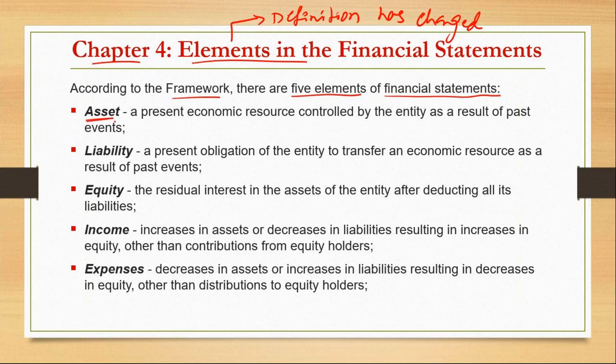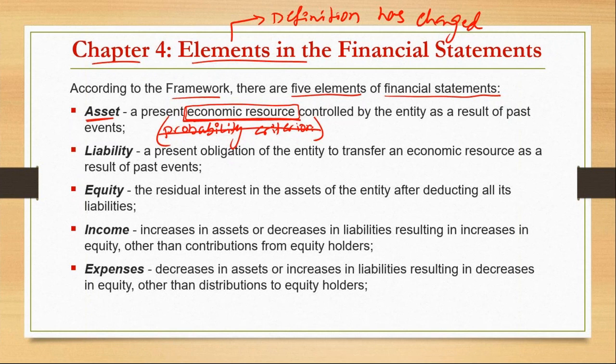The first is the asset. An asset is a present economic resource. The previous framework used to say that the asset is a resource, but the word economic has now been added, controlled by the entity as a result of past event. So the probability criterion has actually been removed from the previous framework.